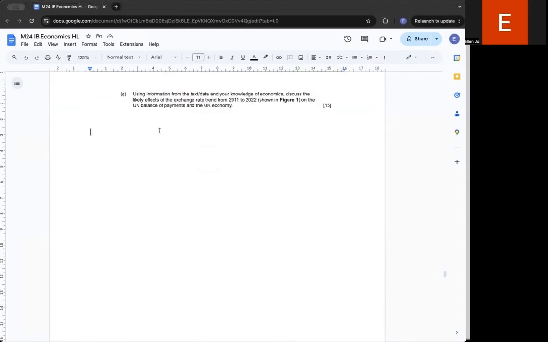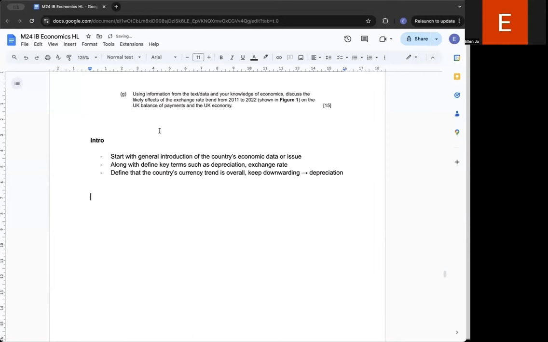G, using information from the text, data, and your knowledge of economics, discuss the likely effects of the exchange rate trend from 2011 to 2022 on the UK balance of payments and the UK economy. For this essay, one easy way to start the introduction is to put some general introduction of the country's economic data or issue. Along with that, you can write down some definitions of key terms such as depreciation and exchange rate. Lastly, for this question specifically, you can identify the country's overall currency trend, which keeps moving downward, recording depreciation.